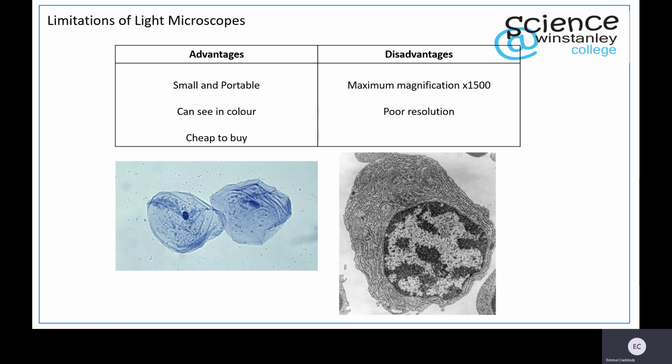And you can see the differences between cells viewed by the light microscope, with the ones on the left being cheek cells. You can see them in colour, you can see the nucleus and the cell membrane, but you can't see many other structures. Whereas on the right, you have a cell that's been viewed under a transmission electron microscope. You can see the structures of the nucleus, the different organelles, including things like mitochondria and the endoplasmic reticulum.